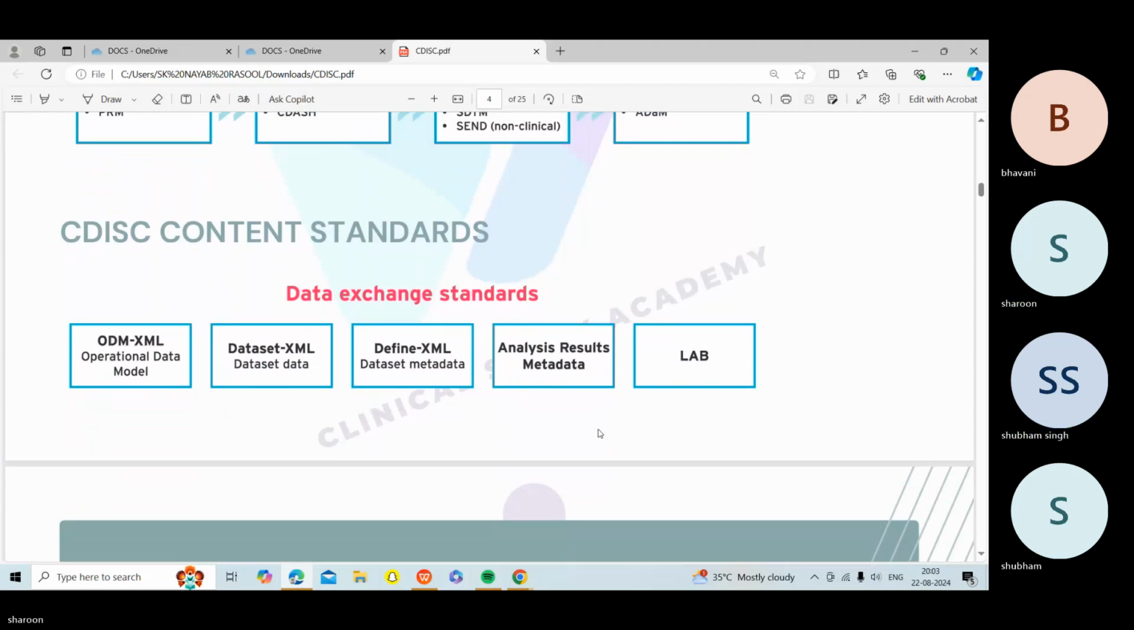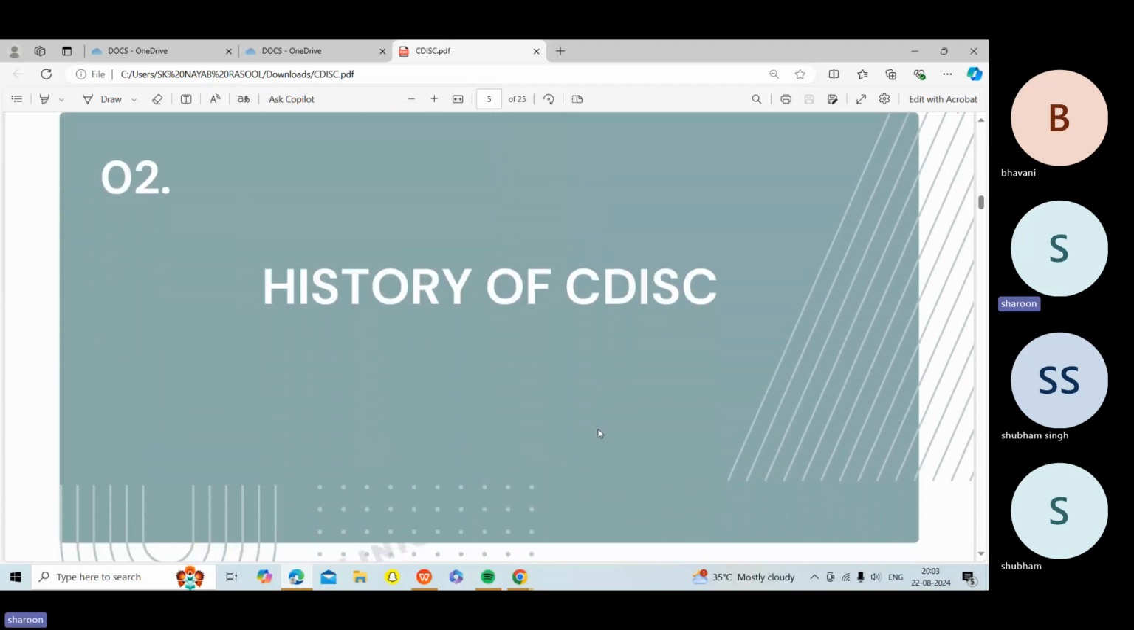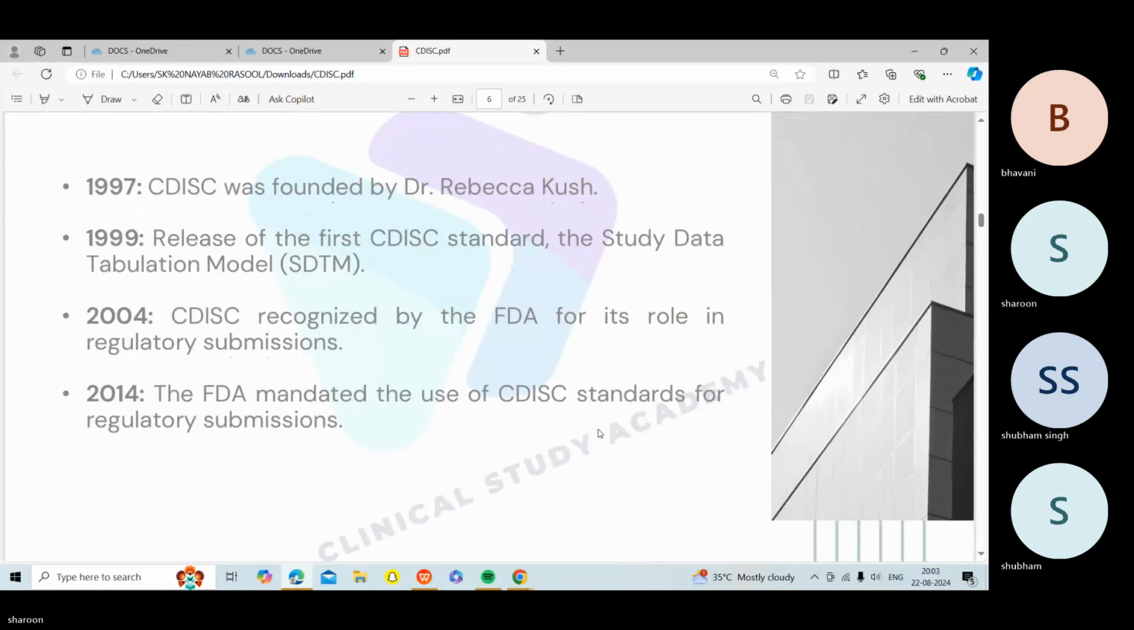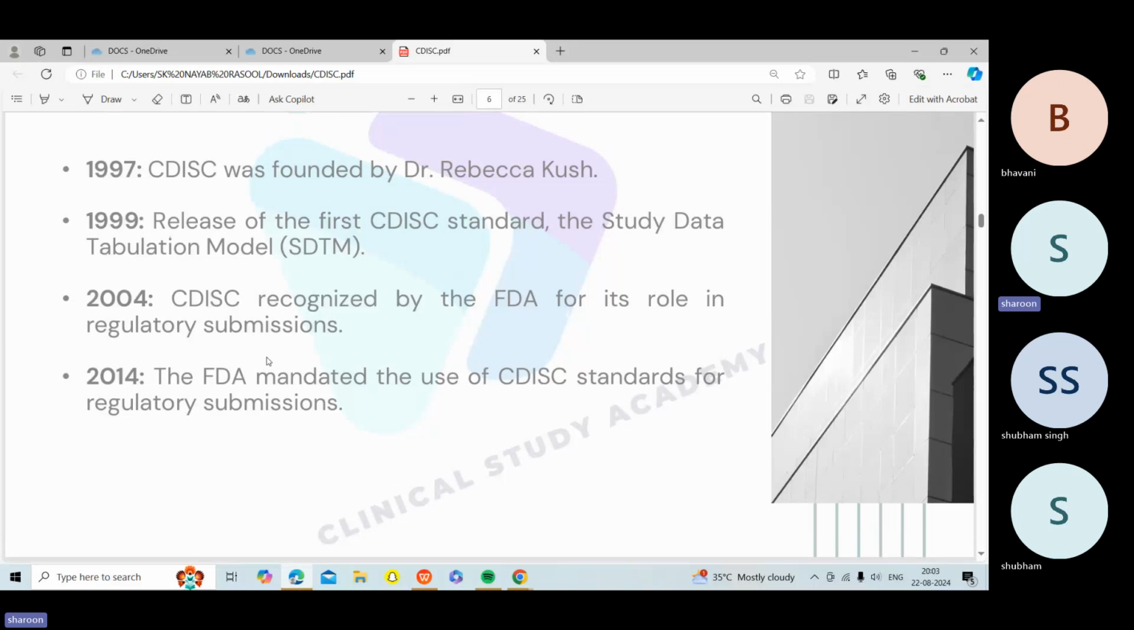Okay, go down. History of CDISC. 1997: CDISC was founded by Dr. Rebecca Kush. 1999: Release of the first CDISC standard, the Study Data Tabulation Model (SDTM). 2004: CDISC recognized by the FDA for its role in regulatory submissions. 2014: The FDA mandated the use of CDISC standards for regulatory submissions.